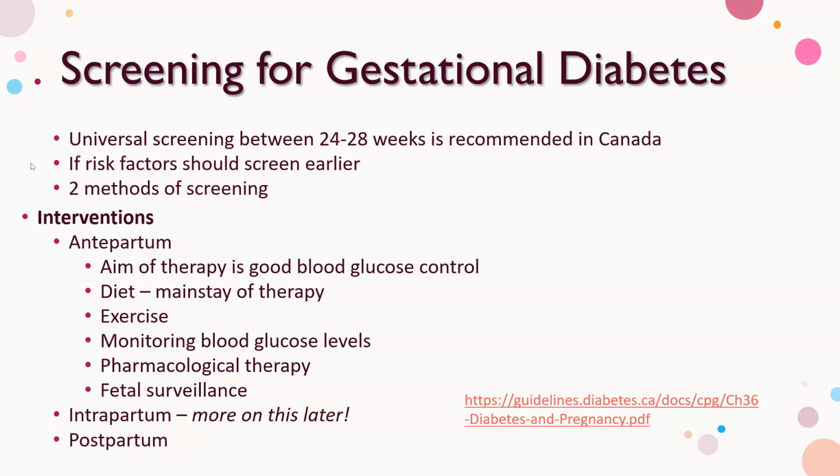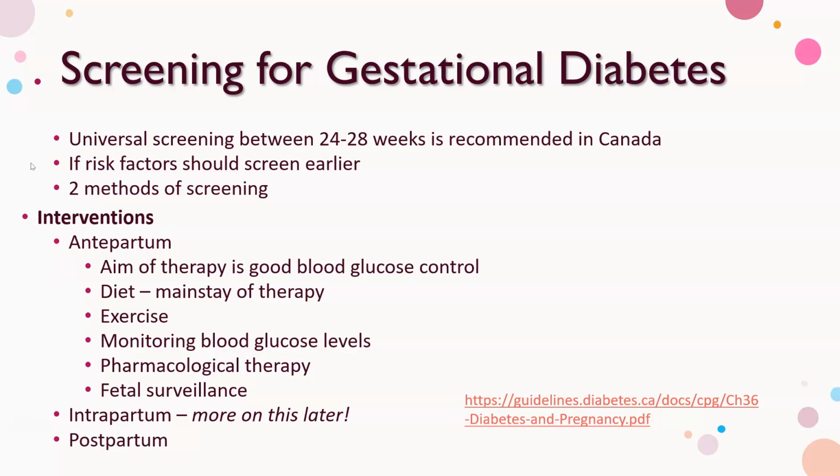So screening for gestational diabetes, there's two different methods that we use, which I'm going to tell you about in a few minutes. Universal screening should be done within 24 to 28 weeks. And if someone has risk factors, we screen earlier.